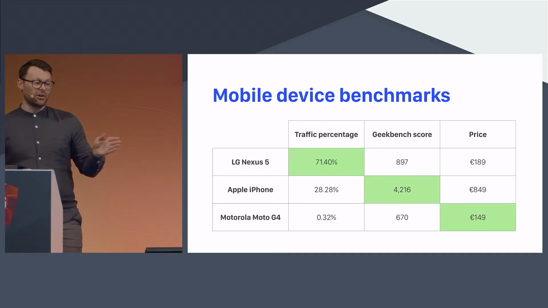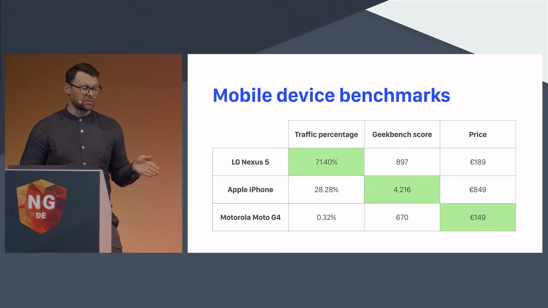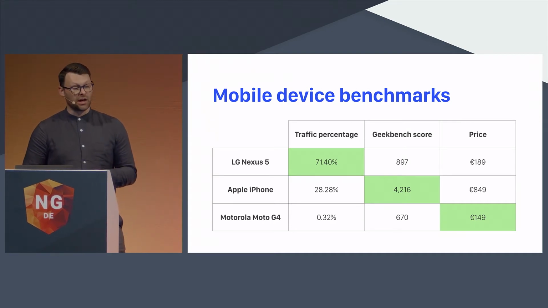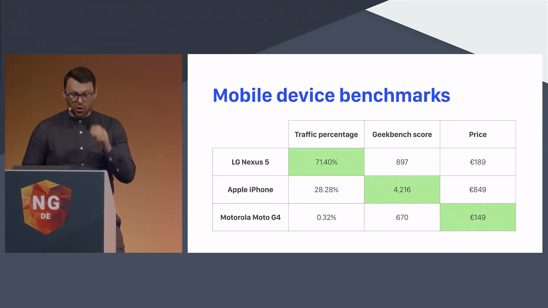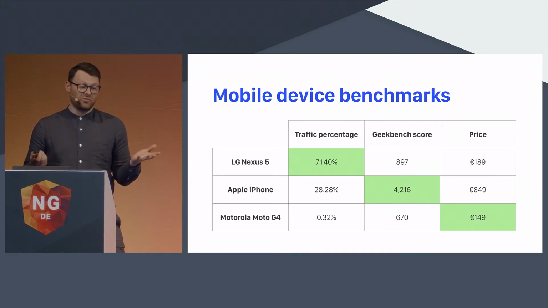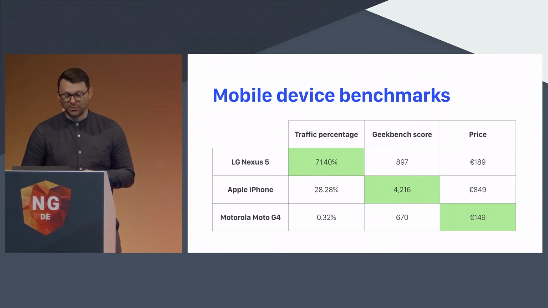So I also added on the price there. We can see that the Nexus was 71%. It had a far slower Geekbench score, and it was also far cheaper, which is just interesting in general.